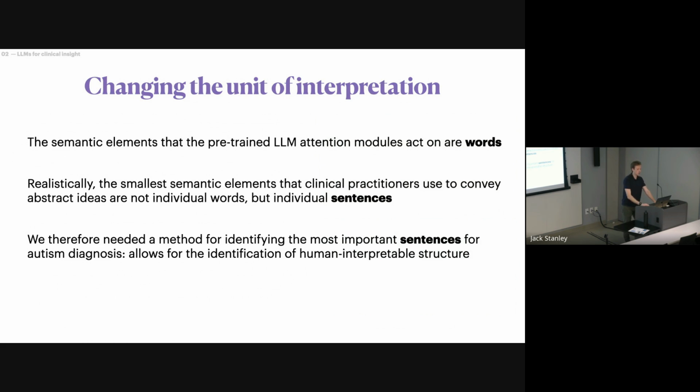So the semantic elements that these pre-trained language models' attention modules act on are at the word level, right? But realistically, the smallest semantic elements that clinical practitioners would use to convey these abstract ideas are not actually individual words, but instead individual sentences, right? So we therefore needed a method to identify only the most important sentences for the autism diagnosis. And this, again, would allow us to identify some much more human interpretable structure and then quantitatively validate this afterwards, after we've identified it.